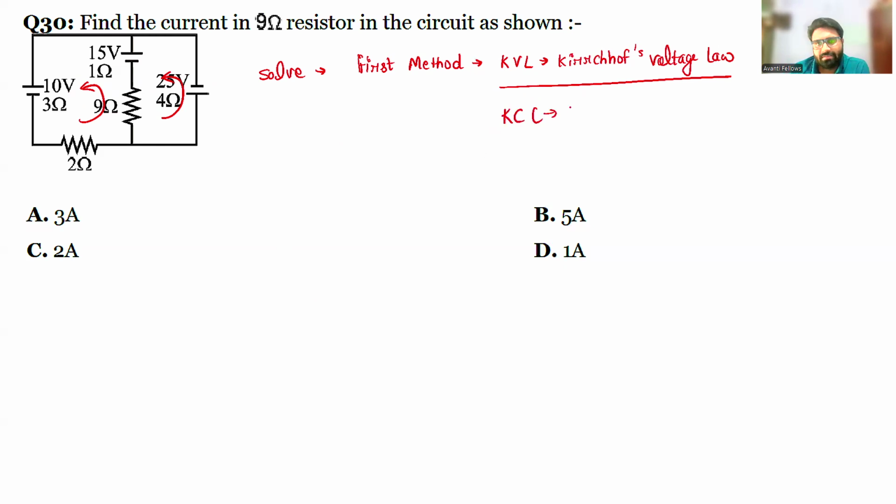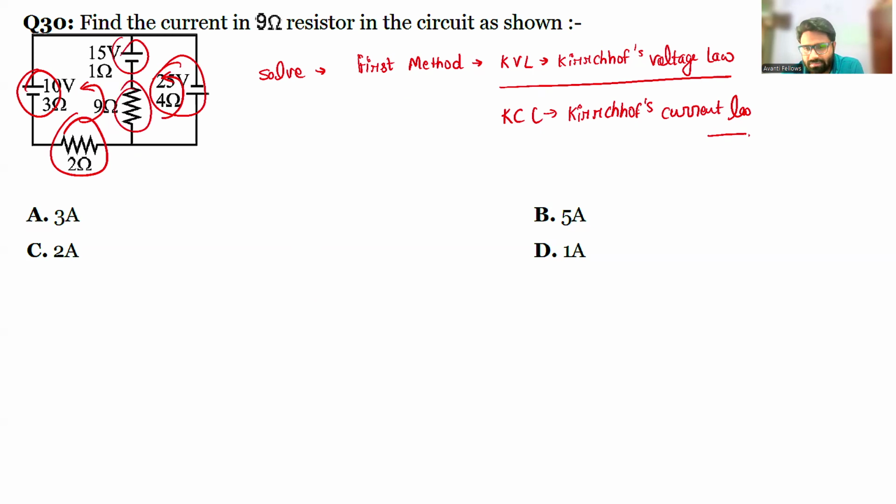KCL is what? Kirchhoff's current law. Okay. Now, Kirchhoff's law, why is it easy to apply here? Because there is only one battery and one load resistance. One battery, and load resistance. So this would be a pretty simple circuit to apply Kirchhoff's voltage, Kirchhoff's current law.